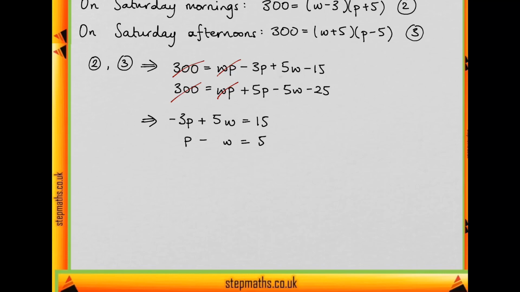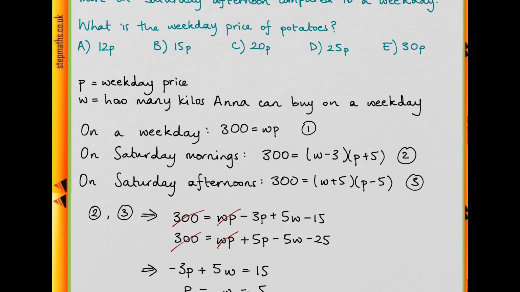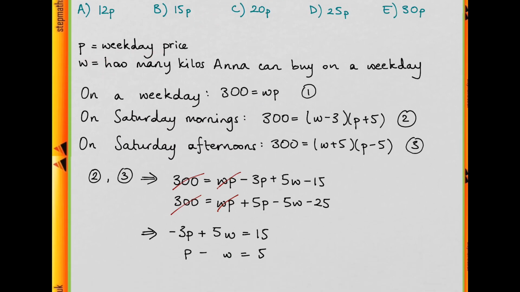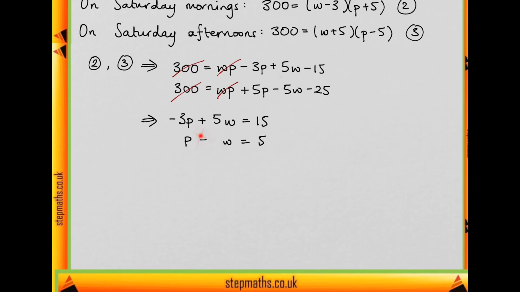And I want to know the weekday price, so that's going to be P. So let's rearrange this for W, because then we can substitute that into here and solve for P. So if we make that substitution, this is what we get.